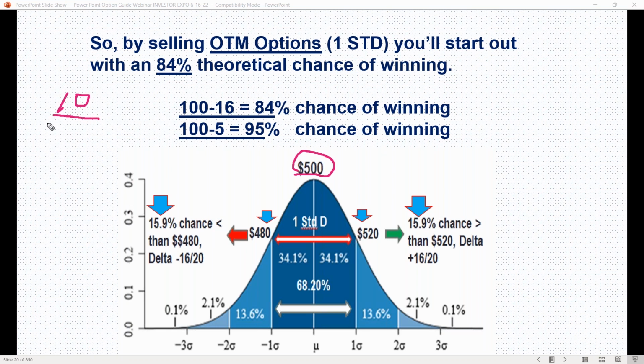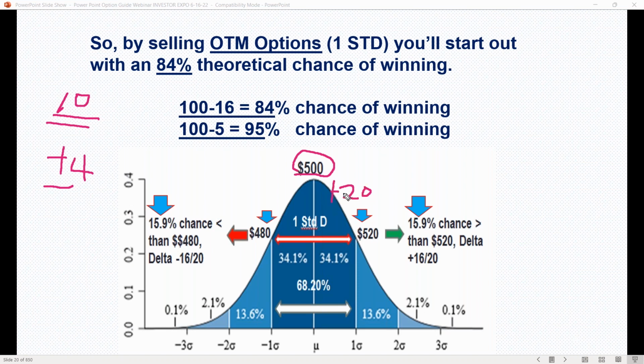Now we've got 10 days to expiration, and in this example, the expected implied move, which we're going to talk about, is for it to move up or down 4%. So if you take 4% times 500, that's going to be $20. That's going to be our forecasted range of where price can go.